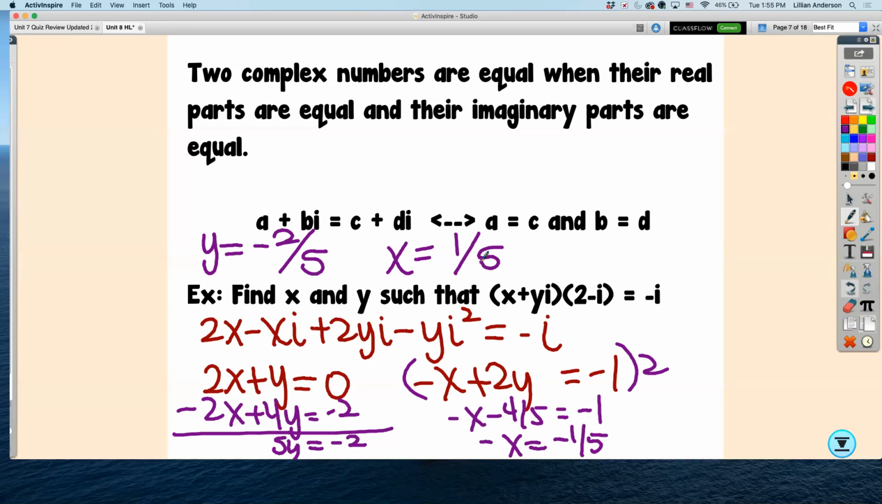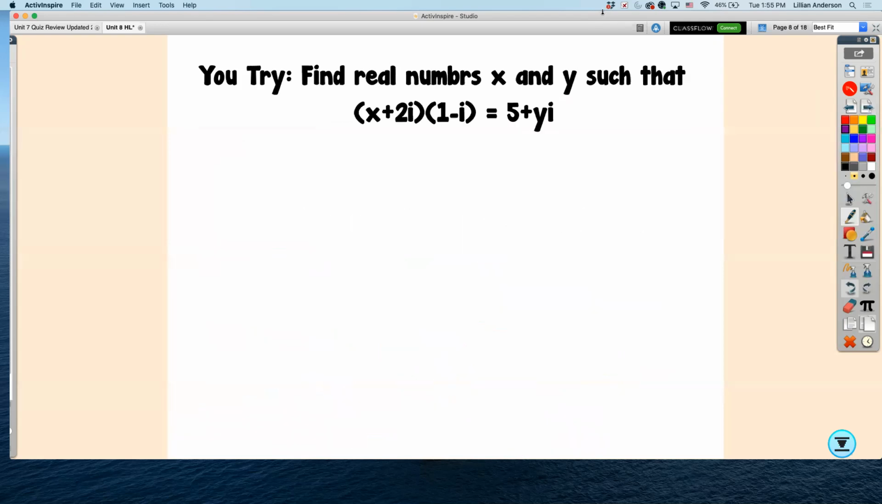Another way I could have solved this was I could have divided from the very beginning both sides by 2 minus i, and then done the conjugate, and then lined up the real parts with the imaginary parts. I could have done that as well. I want you guys to try the next one on your own. What did we get? 3 and -1. Very good. FOIL to equal. Wonderful.